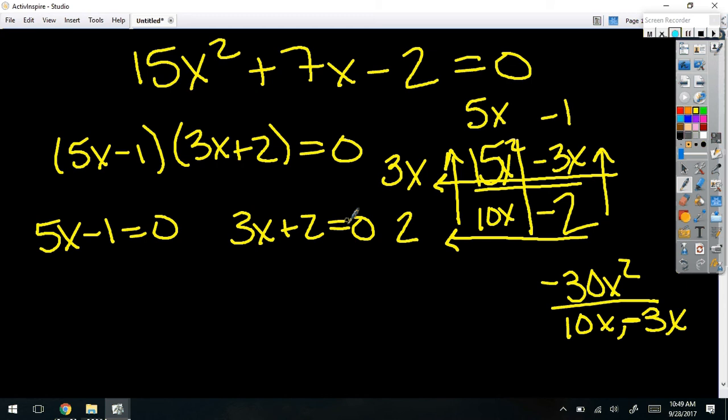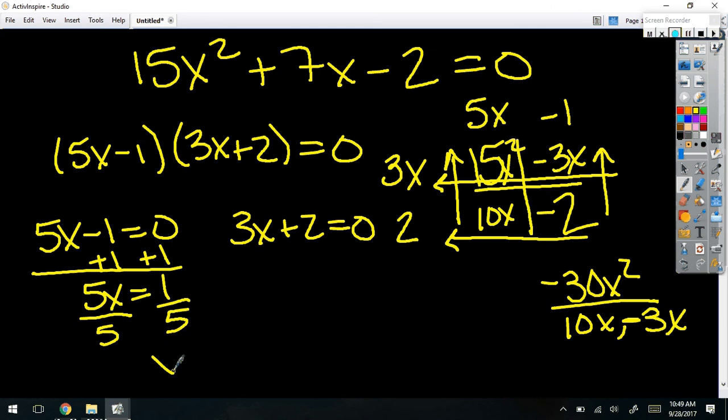So you put a plus 1 on the 0. What's 0 plus 1? 1, my bad. And then you divide by 5, and it's going to be x equals 1 over 5. Leave it like that. I'm not asking you to do anything else with it. How about the second one? It's going to be negative 2 over 3.